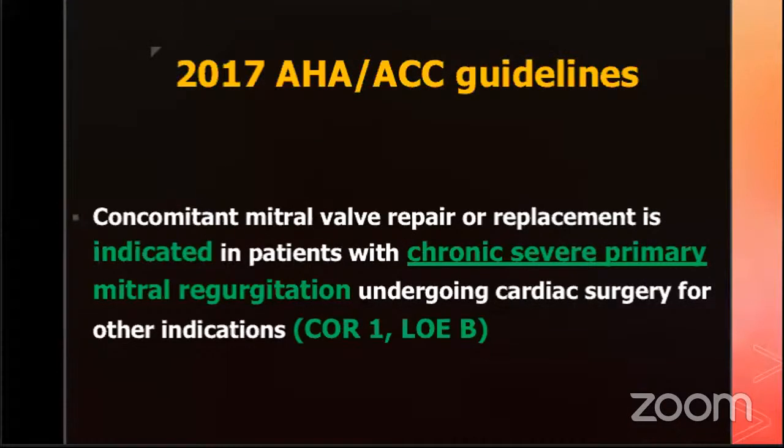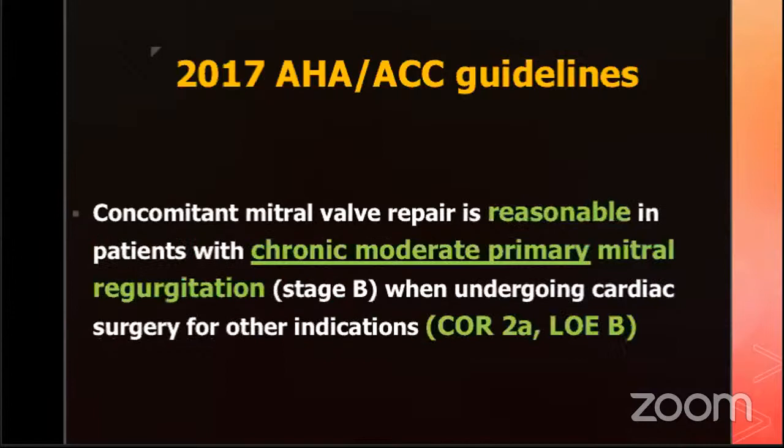Here we can see that in 2017, American Heart Association and American College of Cardiology guidelines state that concomitant mitral valve repair or replacement is indicated in patients with chronic severe primary mitral regurgitation undergoing cardiac surgery for other indications, Class 1, level of evidence B. Another recommendation is that concomitant mitral valve repair is reasonable in patients with chronic moderate primary mitral regurgitation when undergoing cardiac surgery for other indications, and this is Class 2A, level of evidence B.